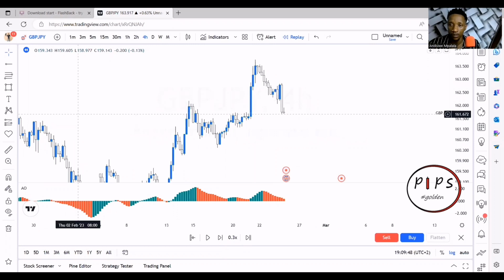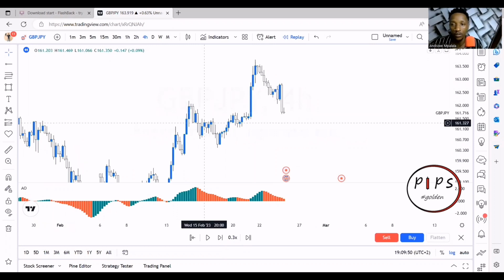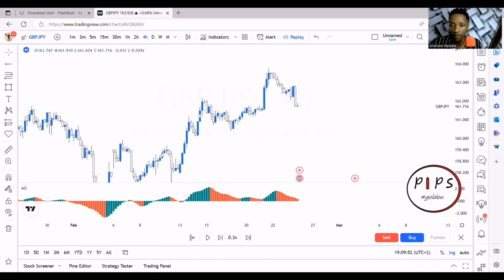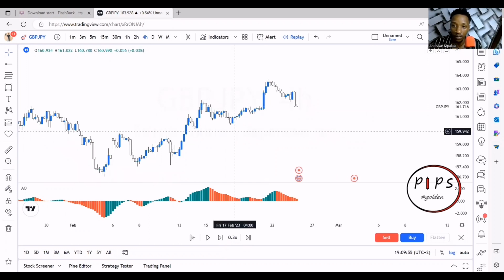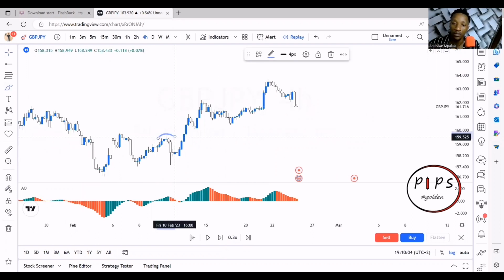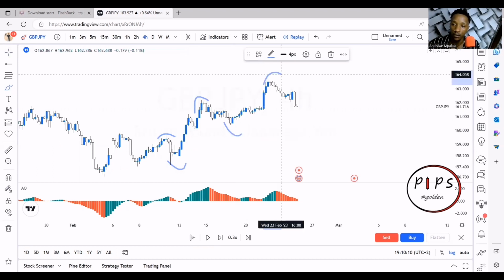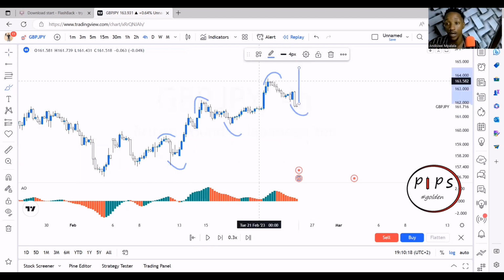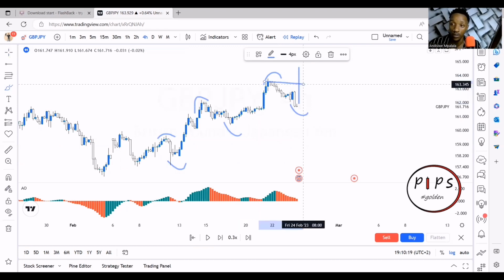Okay, so we've got this chart right here. We look at this chart and we can clearly see that this is an uptrend. How can we see that this is an uptrend? We can see that we are making a series of higher highs, higher lows, higher highs, and higher lows. We are expecting this to be a higher low, and we're expecting price to break these highs, making a new higher high. So the bias is bullish.